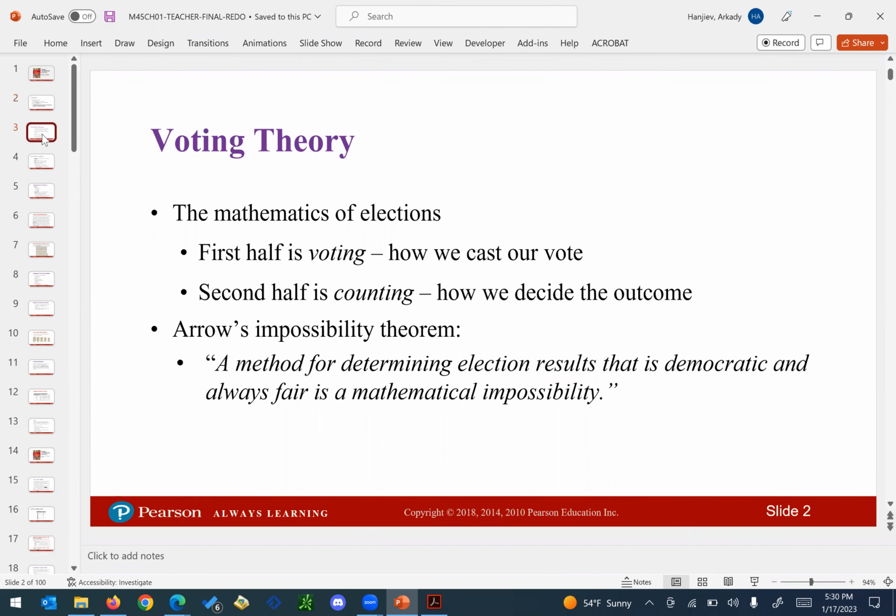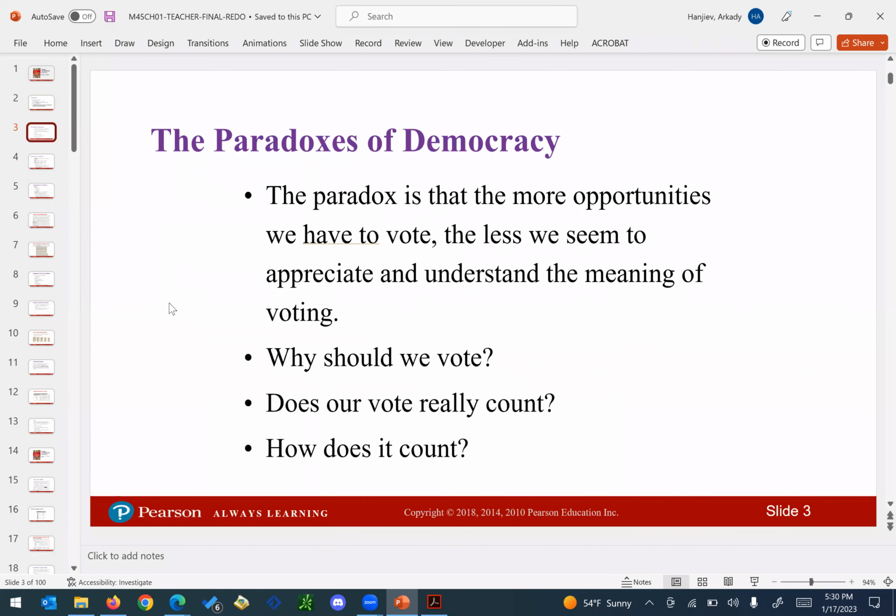All right, let's go. More definitions. The paradox here is that the more opportunities we have to vote, the less we seem to appreciate it. The paradox of democracy is that not a lot of people vote. We don't have 100% turnout in the voting system. So the other piece is, why is that the case? Just food for thought: why should we vote? Does our vote really count? Does it count at the presidential level? Does it count at the state level? Does it count at the local level? I don't know. That's for us to think about as well.